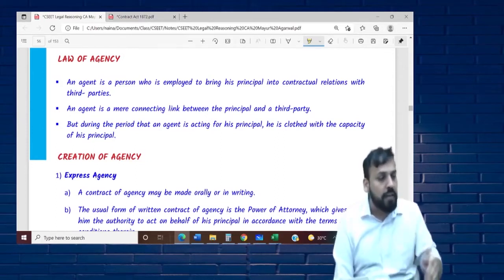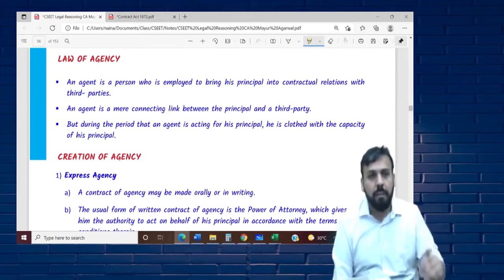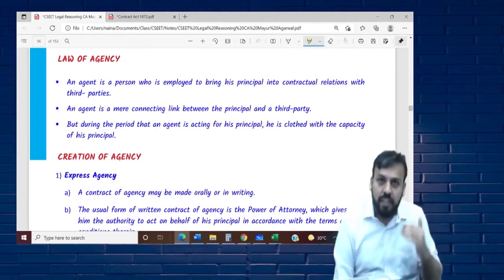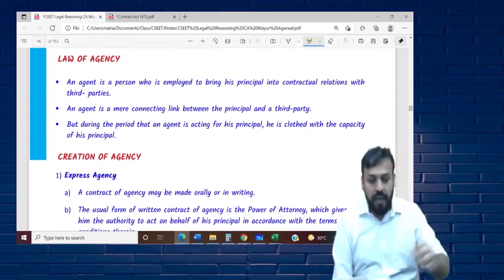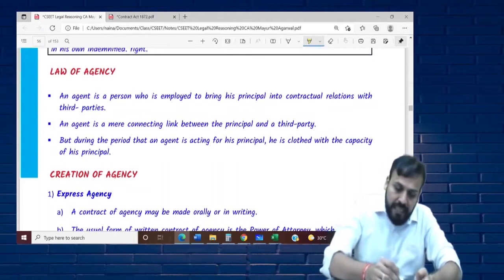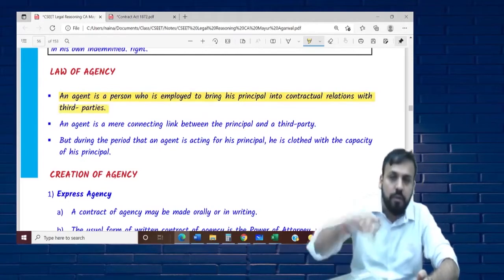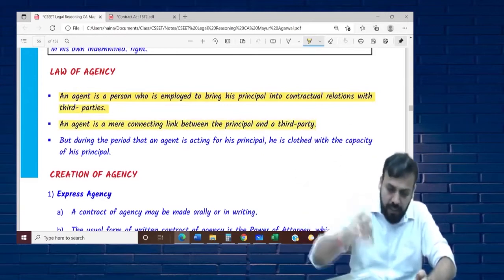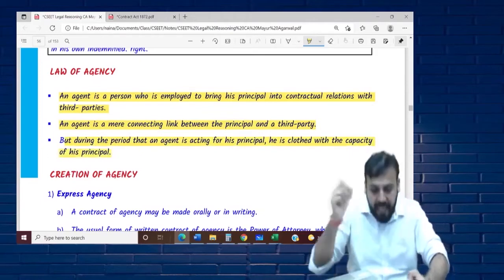Imagine, can Mukesh Ambani run everywhere? Can he go and enter into business with everyone? No, not possible. So Mukesh Ambani will appoint various representatives who will deal on behalf of Mukesh Ambani. That arrangement is called agency, and Mukesh Ambani becomes the principal and the person who is appointed is called the agent. Very, very clear. See, an agent is a person who is employed to bring his principal into a contractual relationship with a third party. The agent is a mere connecting link between the principal and the third party. But during the period the agent is acting, he is clothed with the capacity of the principal. He is like a principal.